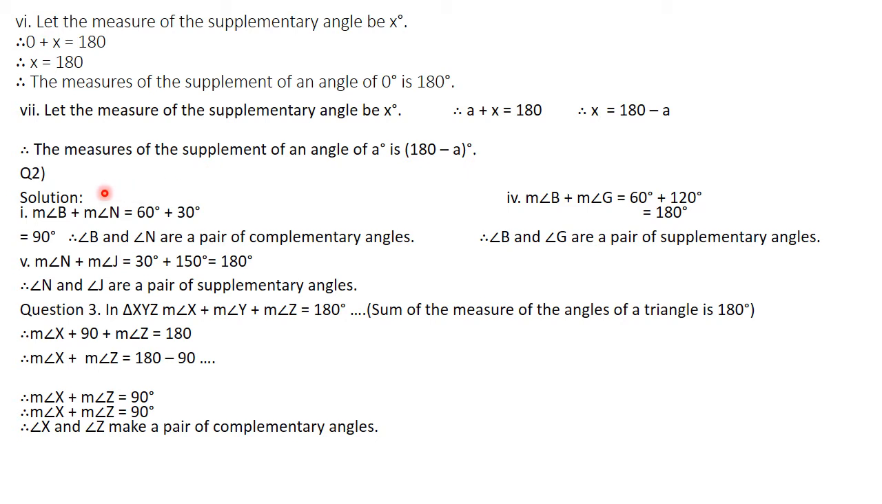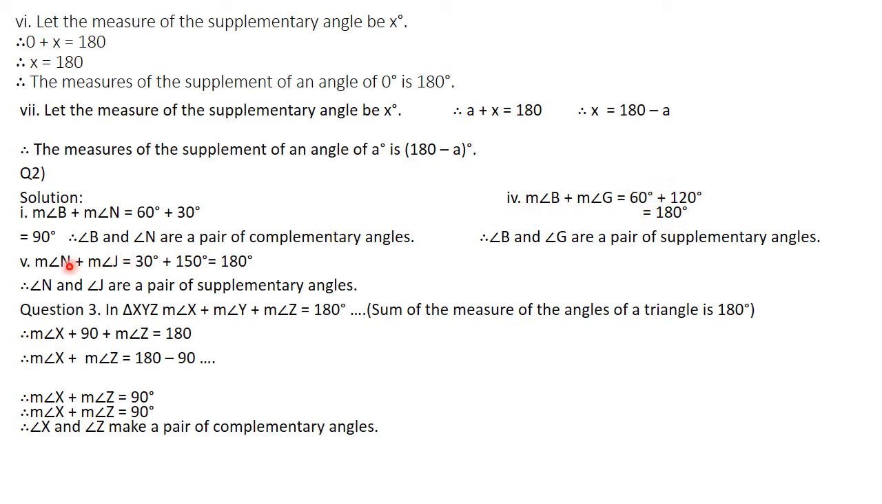Now, come to question number 2. The measures of some angles are given. You have to make the pairs and write supplementary or complementary. So, a few sums I have done. B is 60 and N is 30. So, if you add them, you will get 90. So, this forms a pair of complementary angles. And further, B is 60, then G is 120. So this forms supplementary angles.